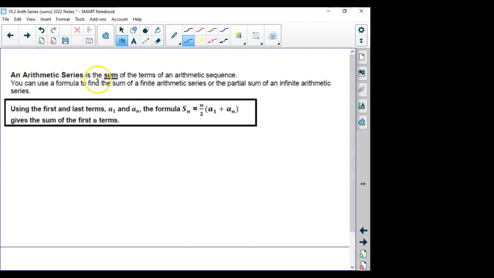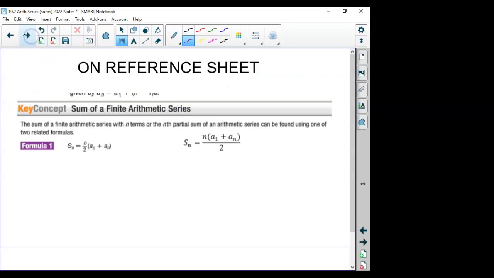All right, an arithmetic series, okay, new vocabulary, is the sum of the terms of an arithmetic sequence. You can use a formula to find the sum of a finite arithmetic sequence. Finite means it ends. It's also called the partial sum because you're adding up a certain number of terms. So using the first and last terms and the formula S sub n equals n over 2 times a sub 1 plus a sub n. Does that look a little different on your reference sheet? Yes, well, it has 2 versions on your reference sheet.